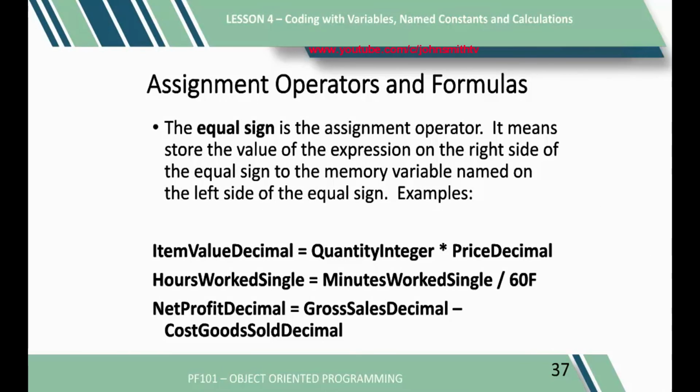Assignment operators and formulas. The equal sign is the assignment operator. It means store the value of the expression on the right side of the equal sign to the memory variable named on the left side of the equal sign. Here are the examples. itemValueDecimal = quantityInteger * priceDecimal. hoursWorkedSingle = minutesWorkedSingle / 60F. netProfitDecimal = grossSalesDecimal - costGoodsSoldDecimal.